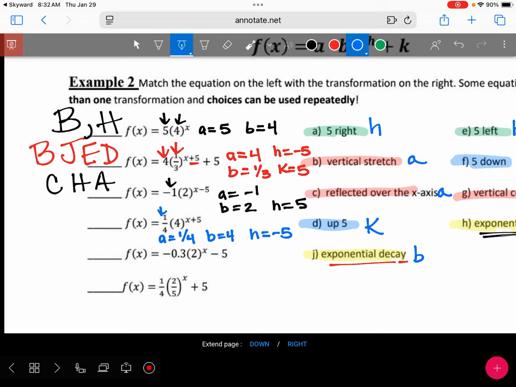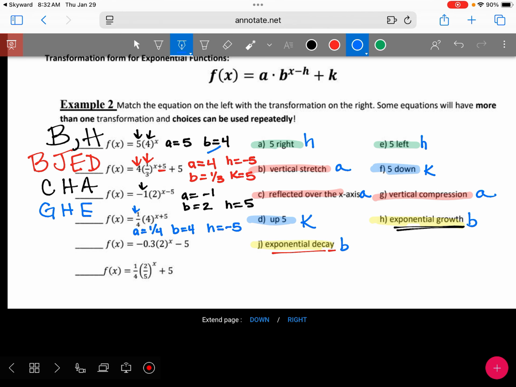Okay, Inma, what would you pick? And E? Okay, so G, because it is compression, because 1/4 is between 0 and 1. H, because 4 is bigger than 1, so it's going to grow, and it goes to the left. So I agree with those 3 choices.